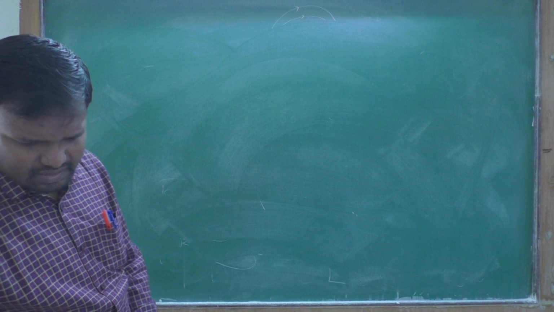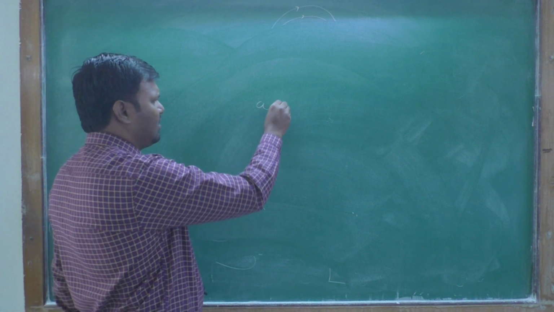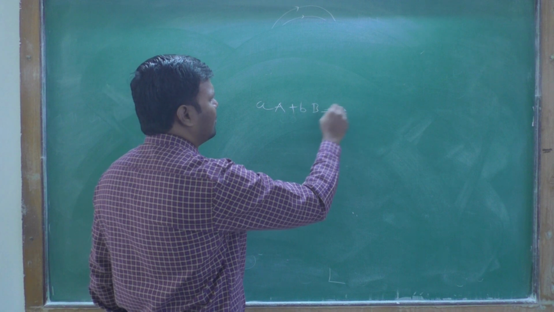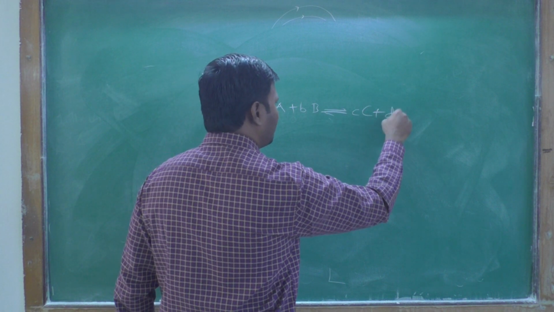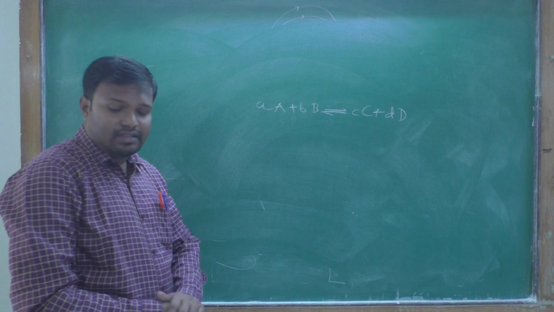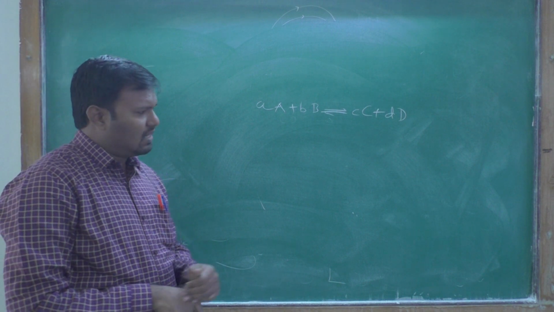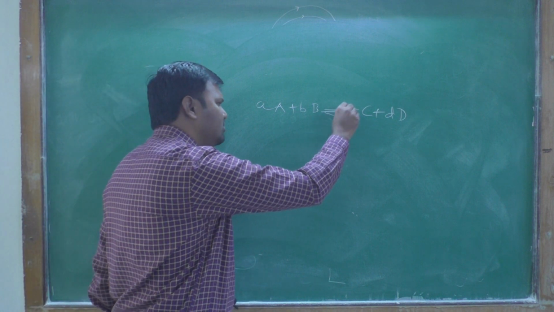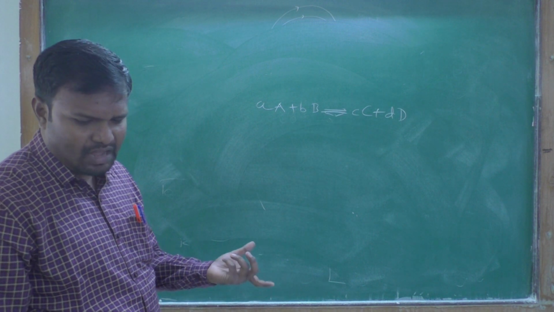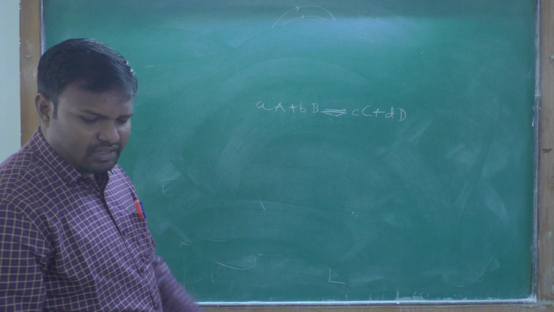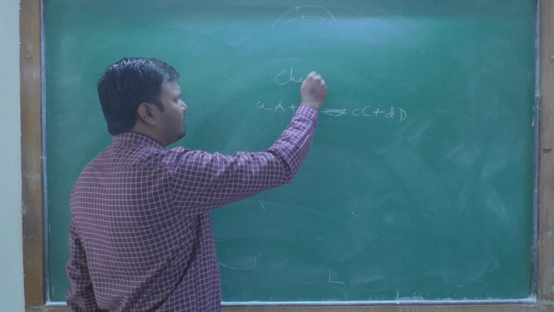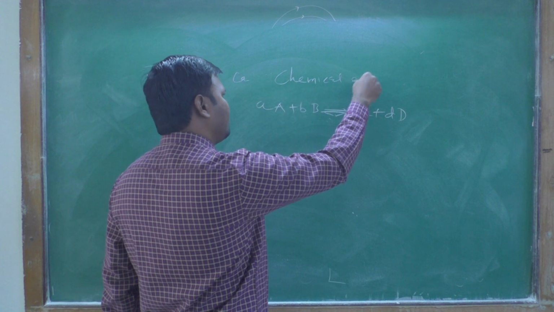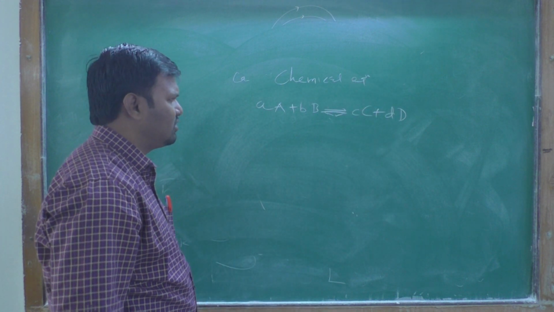The same reaction is there: a moles of A plus b moles of B gives c moles of C plus d moles of D. By using the law, there is an equilibrium. For this we are studying chemical equilibrium, the law of chemical equilibrium. First was the law of mass action.